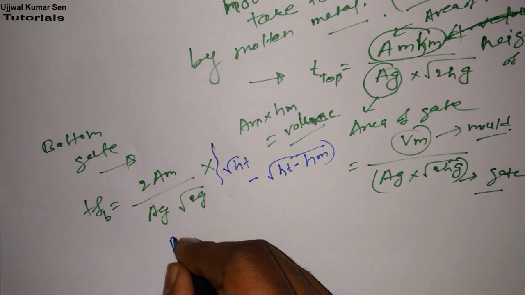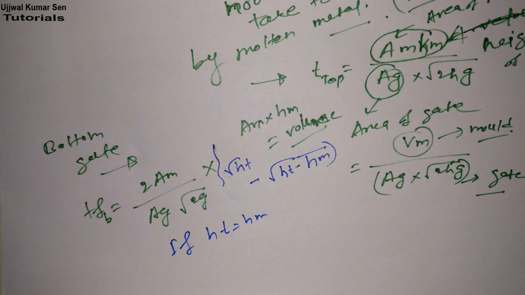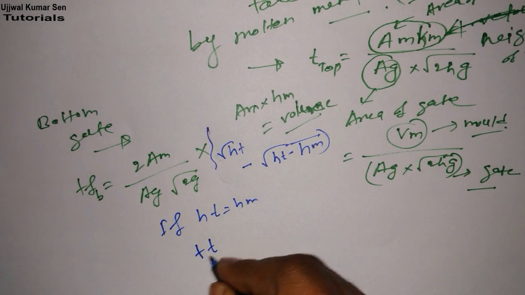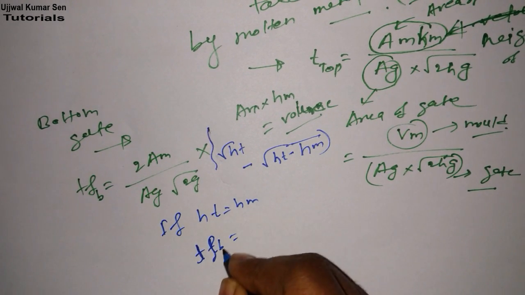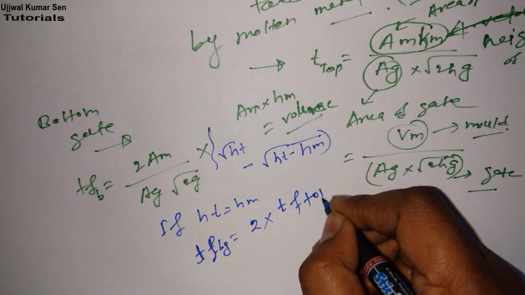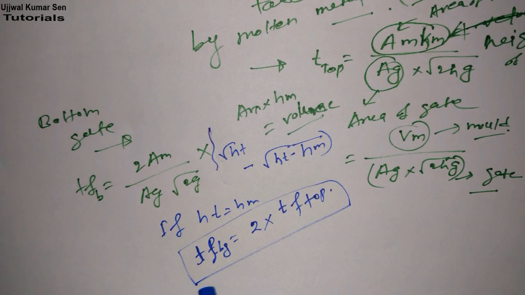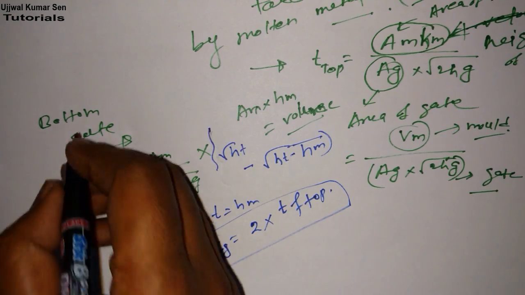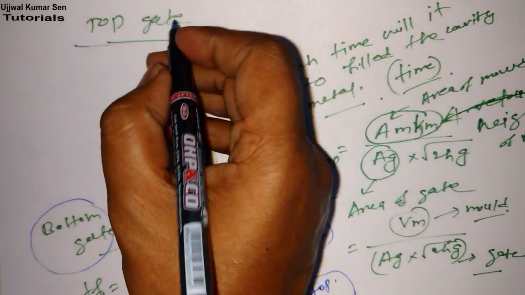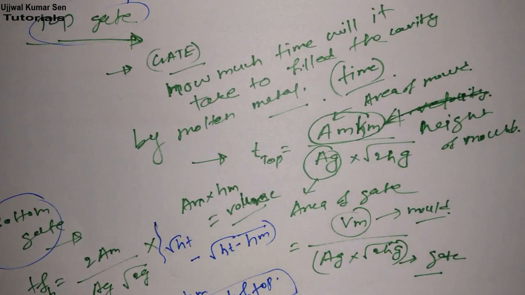Now there is a case: if H_T is equal to H_M, meaning total height is equal to the height of the mold, then we can say that the time required to fill the bottom gate system is equal to 2 into the time required to fill the top gating system. Time required to fill what? The molten metal to be filled in the cavity. So the time required for the bottom gate is twice if H_T equals H_M. That's why we can say that the bottom gate system requires more time as compared to the top gate system. This is the thing we need to remember; maybe they can ask it in an MCQ.